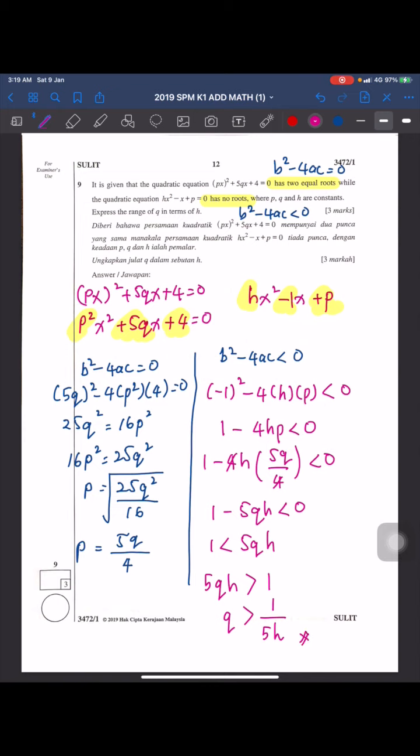Okay, satu cikgu nak bagi tahu. Biasanya kalau dalam soalan ada nampak range macam ni kan. Range. Kalau range, sebenarnya last kali final jawapan kita mestilah dalam bentuk inequalities. Lebih besar, lebih kecil, lebih besar atau sama dengan, lebih kecil atau sama dengan. Okay, kena ingat yang itu. Okay, so settle untuk number 9.